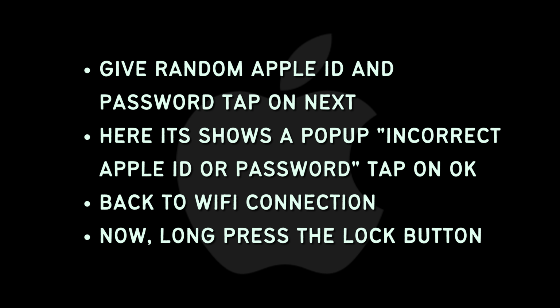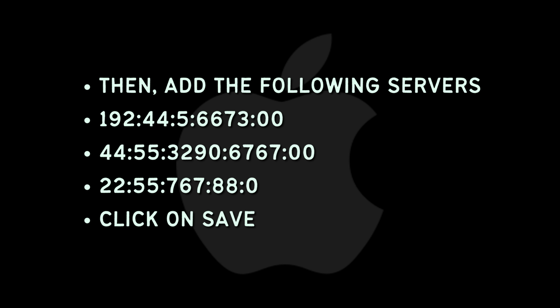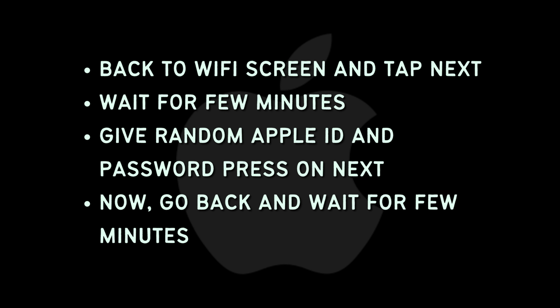Now long press the lock button. Choose Wi-Fi settings. Now tap on the i from your connected Wi-Fi. Scroll down and tap on Configure DNS. By default, it shows Automatic; change to Manual. Then add the following servers. Click on Save. Back to the Wi-Fi screen and tap Next.